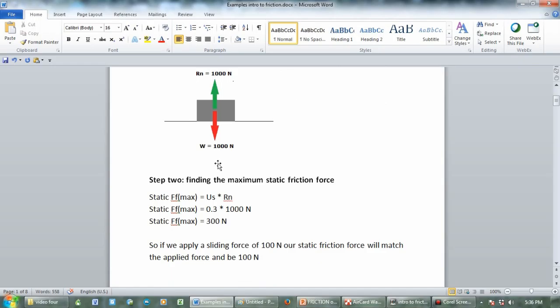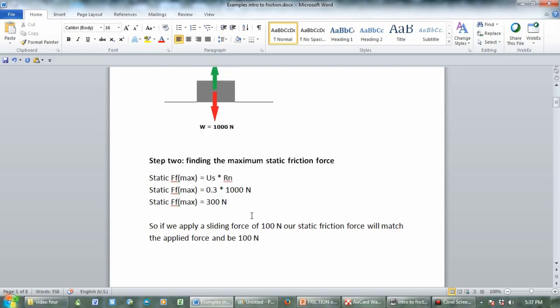Step 2. Finding the maximum static friction force. The maximum static friction force equals the coefficient of static friction times Rn. Maximum static friction force equals 0.3 times 1,000 newtons. Maximum static friction force equals 300 newtons.